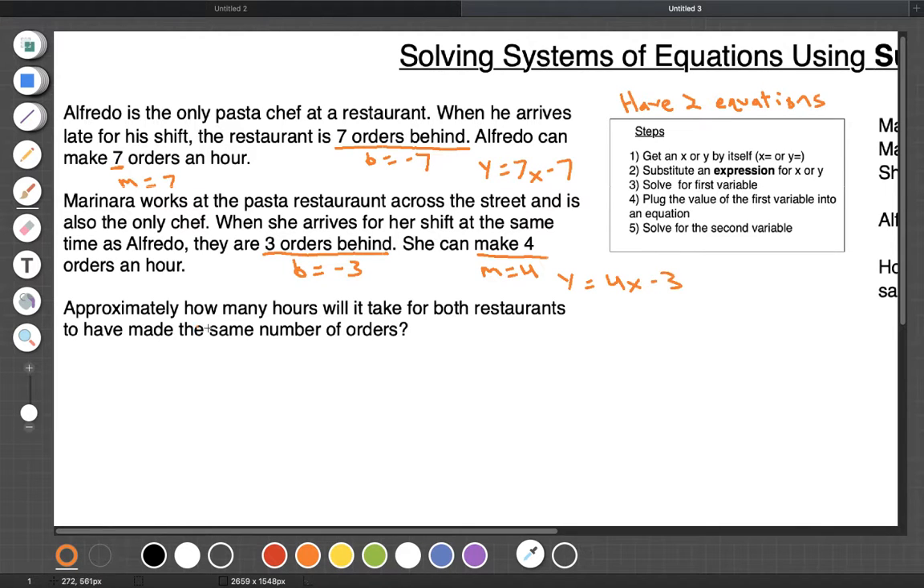Okay, now that we have two equations, they want to know approximately how many hours will it take for both restaurants to have the same number of orders. So we have our two equations. Whenever it's asking for the same between two equations, that's referring to your system of equations. So we have these two equations, y equals 7x minus 7, and we have y equals 4x minus 3.